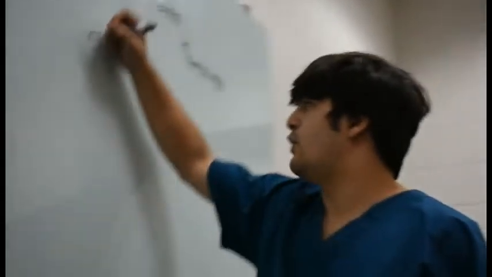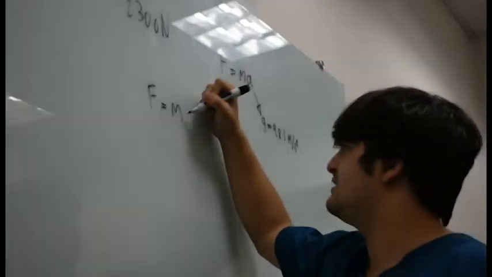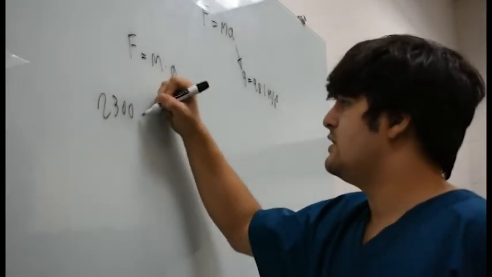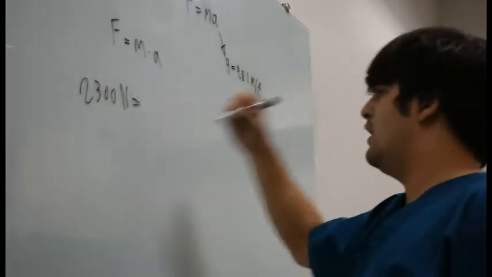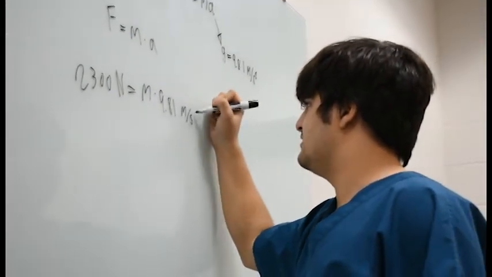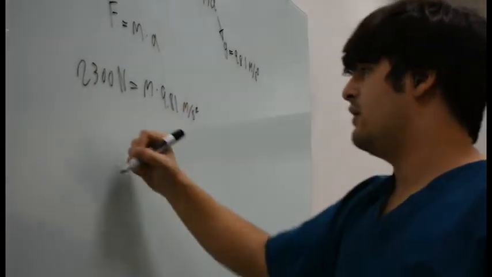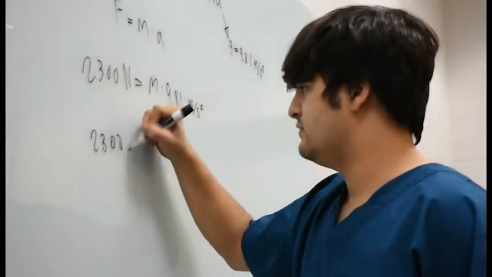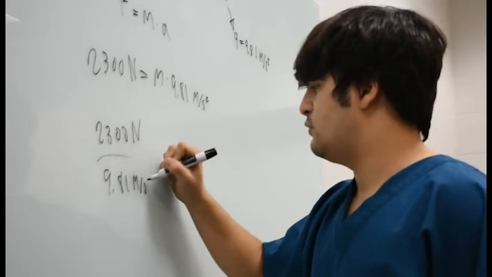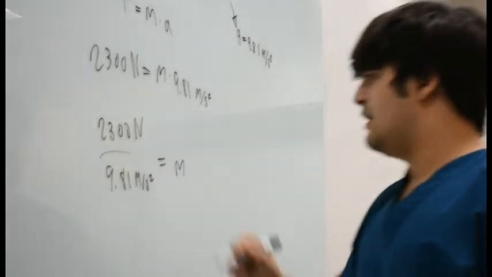Anyways, using this equation, force equals mass times acceleration, we're going to replace that. 2,300 newtons equals mass times 9.81 meters per second squared. We're going to divide that over. We're going to have 2,300 newtons over 9.81 meters per second squared equals the mass. We're going to cancel those out.